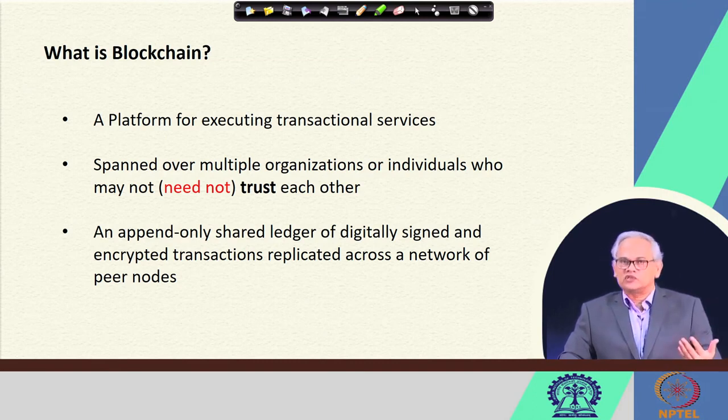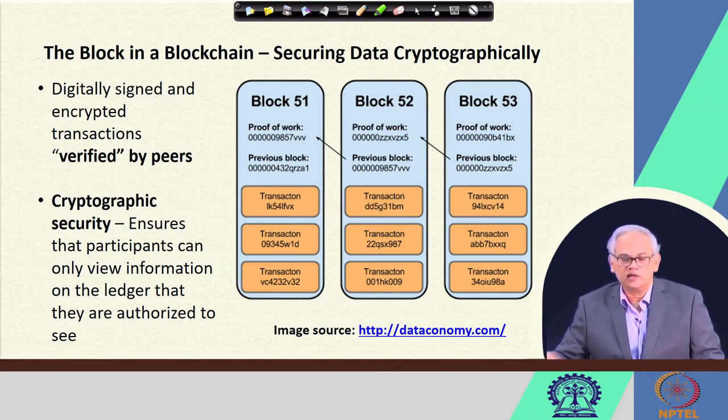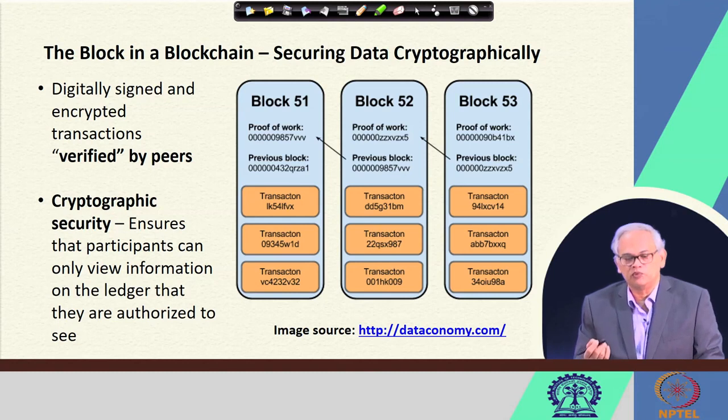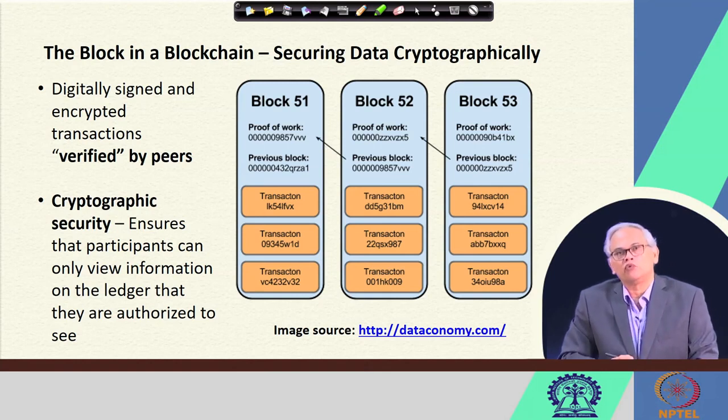And then of course, as said in the second bullet, they need not trust each other. So, what is a block in a blockchain? A blockchain, as we have seen several times before, is a chain of blocks, and these blocks are connected, that chaining is done using what we have studied before as hash pointers.